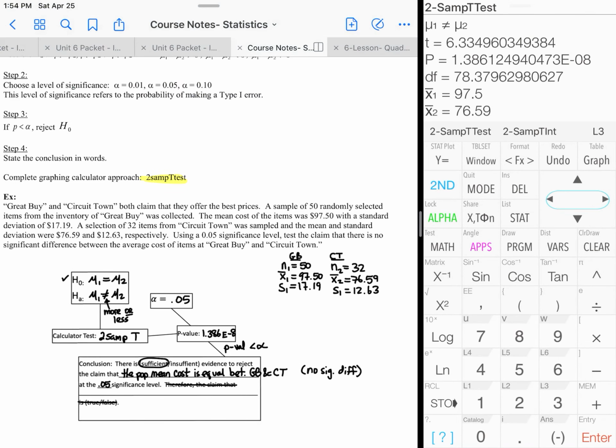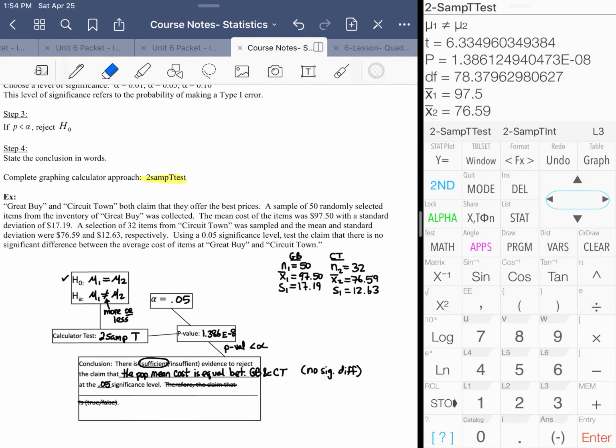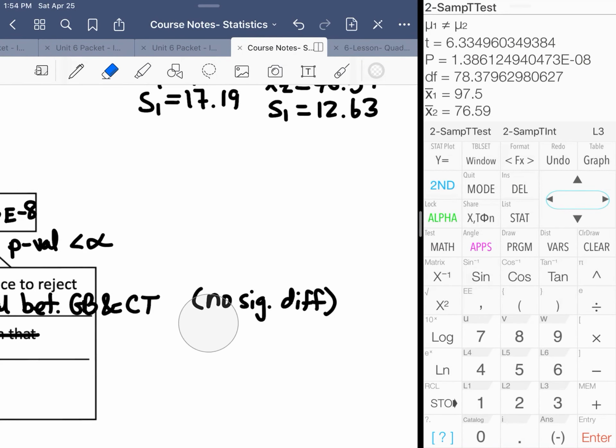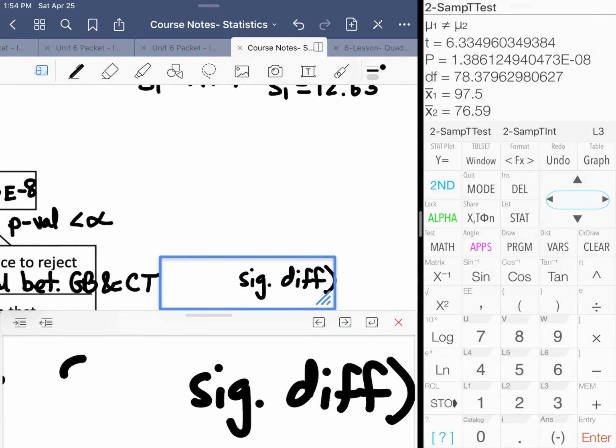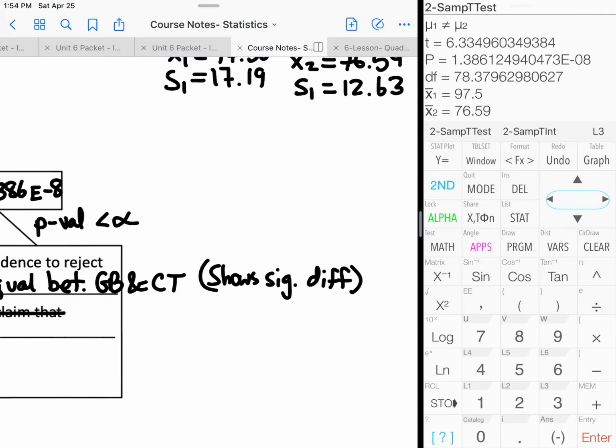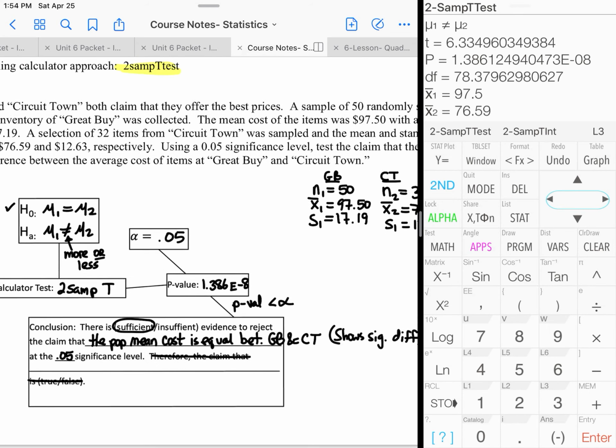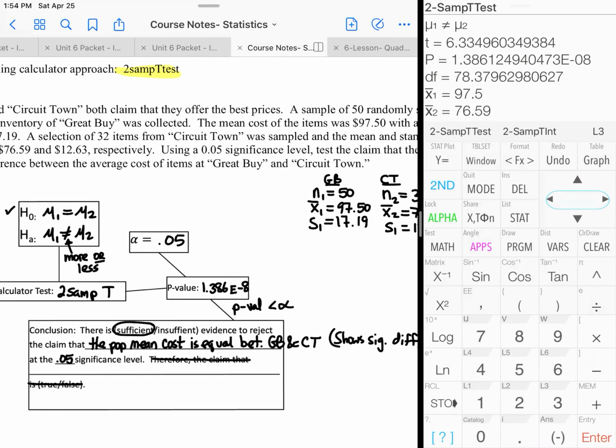Now, when I say no significant difference, I'm talking about the equality part. So actually, let me adjust that slightly, just for clarity's sake. I don't want to confuse people too much, any more than I normally do. I'll write shows a significant difference, because we're rejecting the fact that they're equal at the 0.05 level.